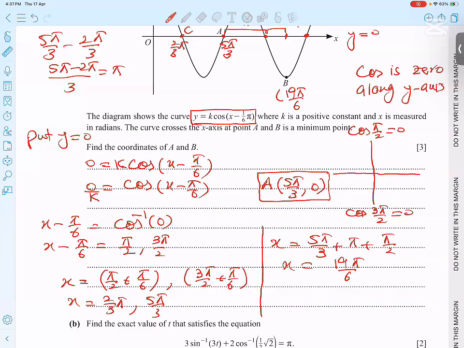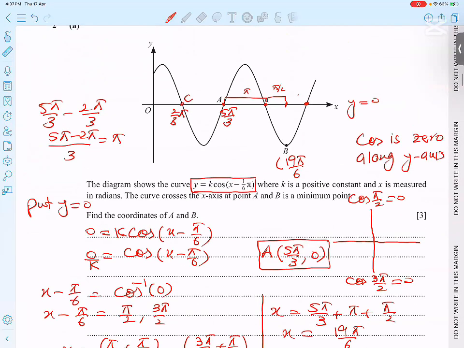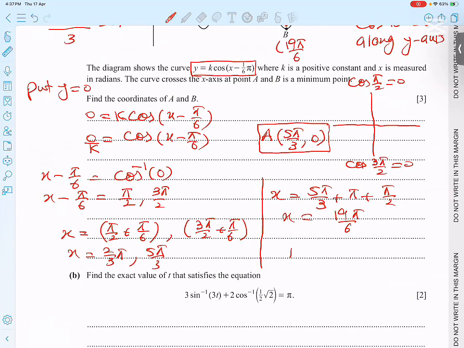And what's the y coordinate? I said before, this K stands for amplitude. So this gap is not K, it is minus K, because I'm going down, and this gap is positive K. I believe the point is very clear. So what does the B coordinate turn out to be? 19 pi by 6, comma, negative k. I believe the point is very clear. This question was maybe a little bit difficult for students, but I believe you got how I handled it.